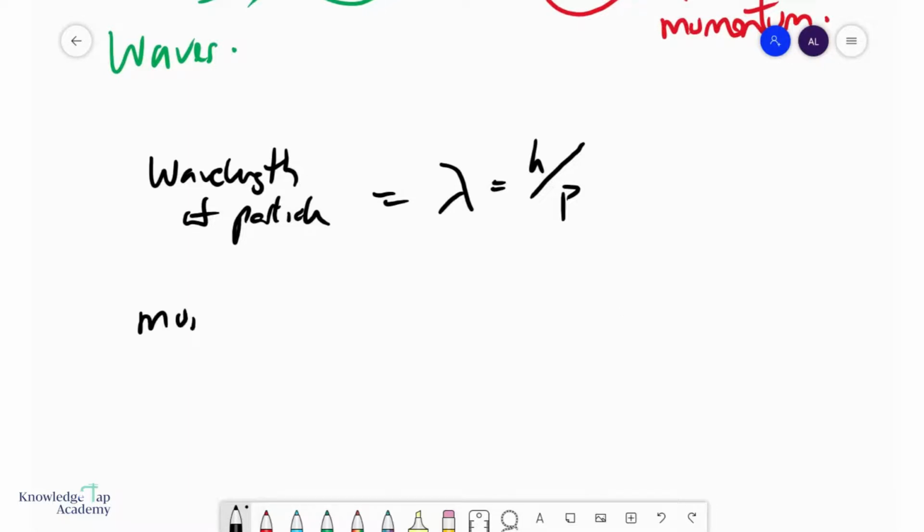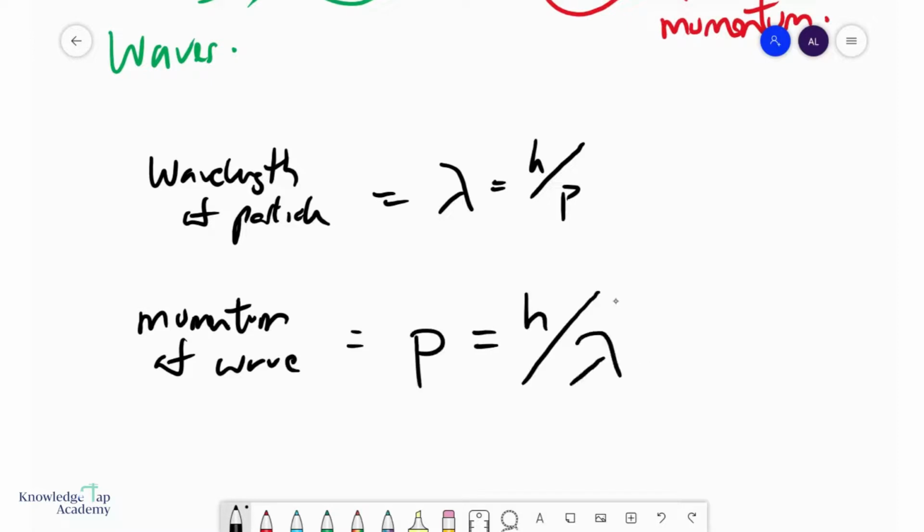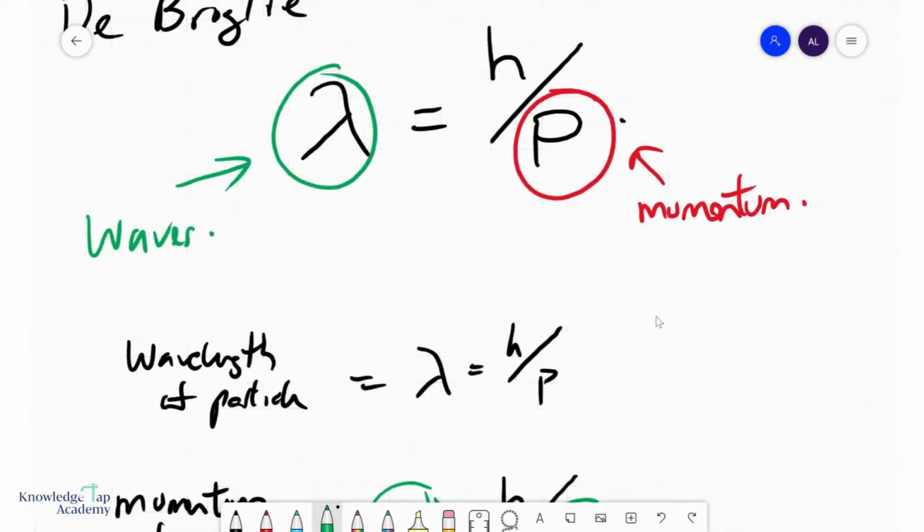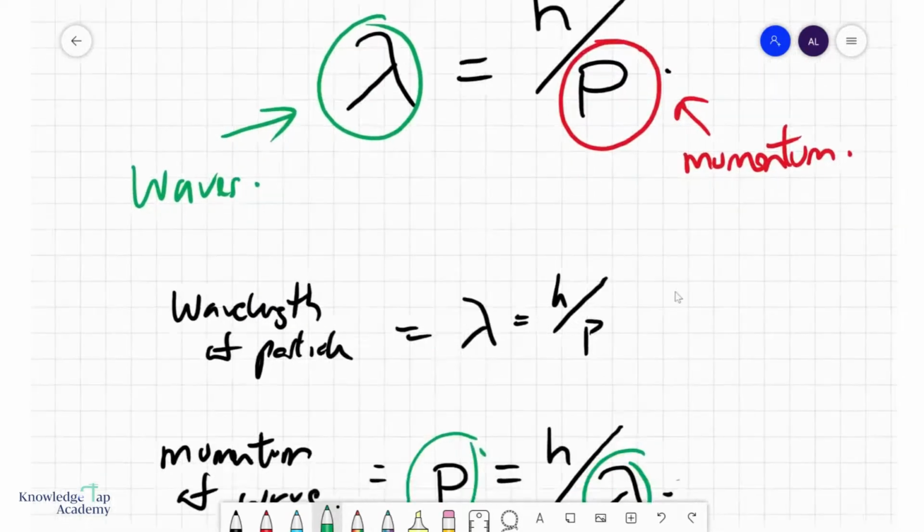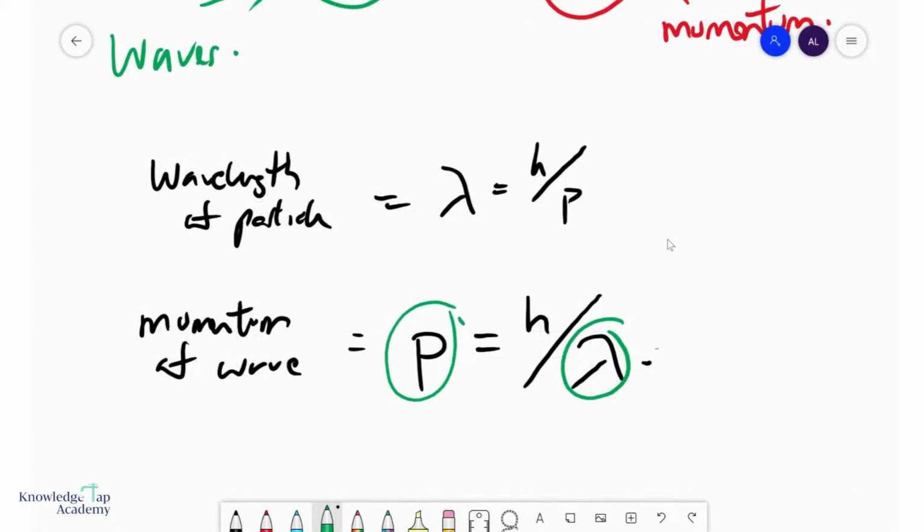And at the same time, if I want you to calculate the momentum of a wave, then you can go p equals h over lambda instead of using mv, because you will get undone by the fact that waves have no mass. But waves have a wavelength, which means you can calculate its momentum. And hence, the de Broglie wavelength, or this de Broglie equation, allows us to link wave and particle properties together.